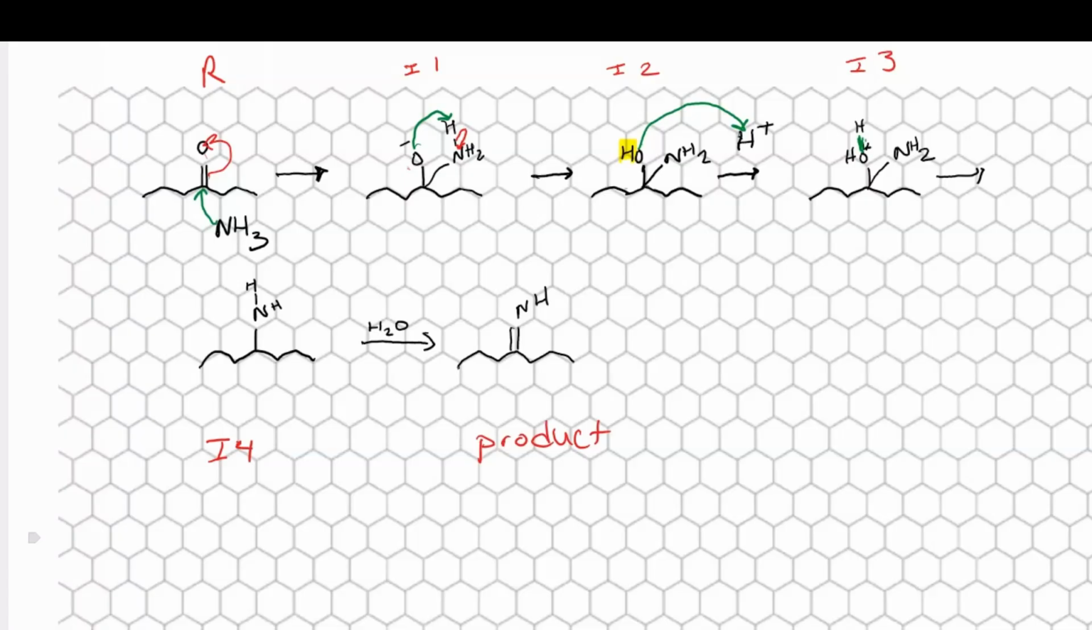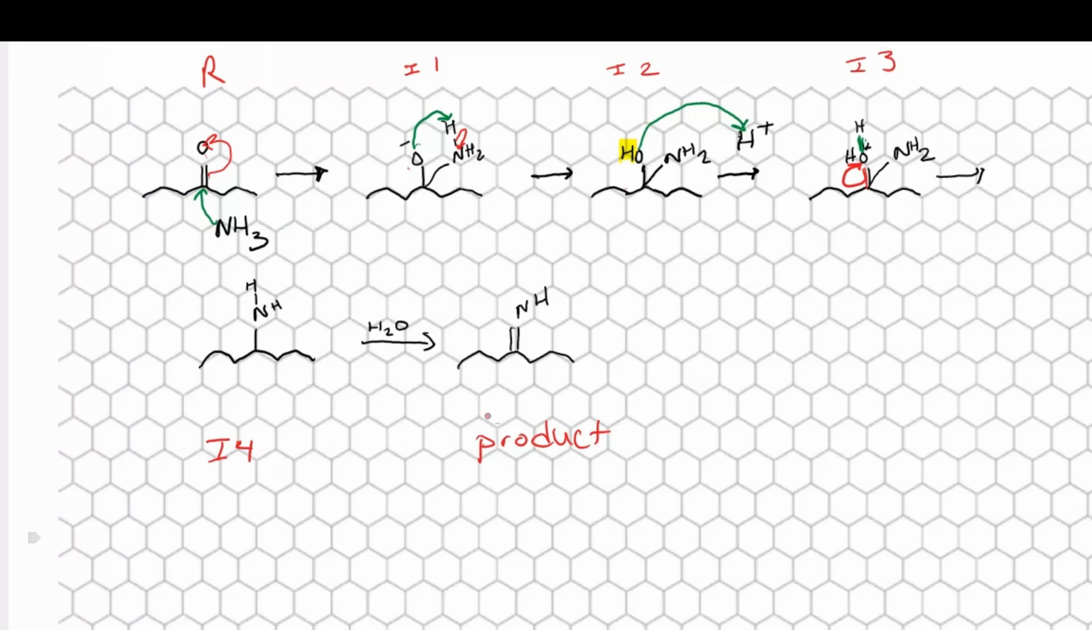So between I3 and I4, what I notice is this bond is going to be broken, this bond here, because it's not in I4. So in order to break that bond, I need to take the electrons from that bond and point them directly at the oxygen. That makes water. It's a good leaving group. So then we're left with I4. So you can see how this cascade occurs.